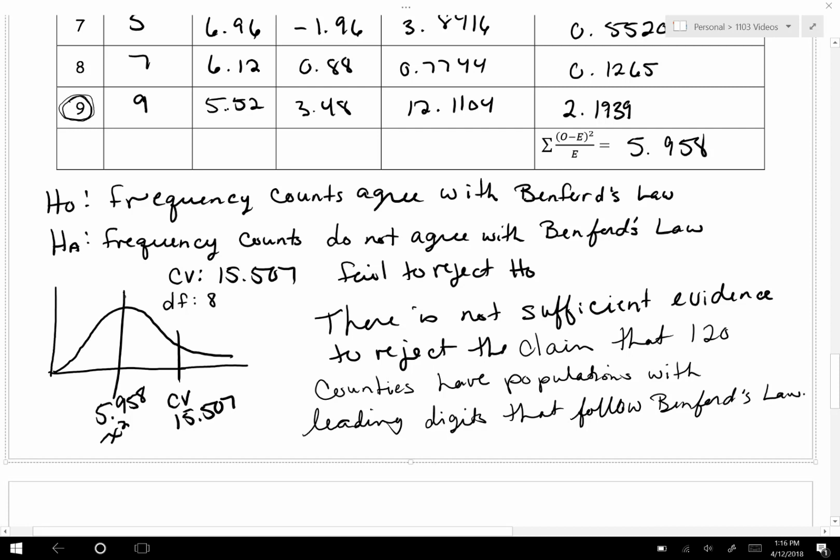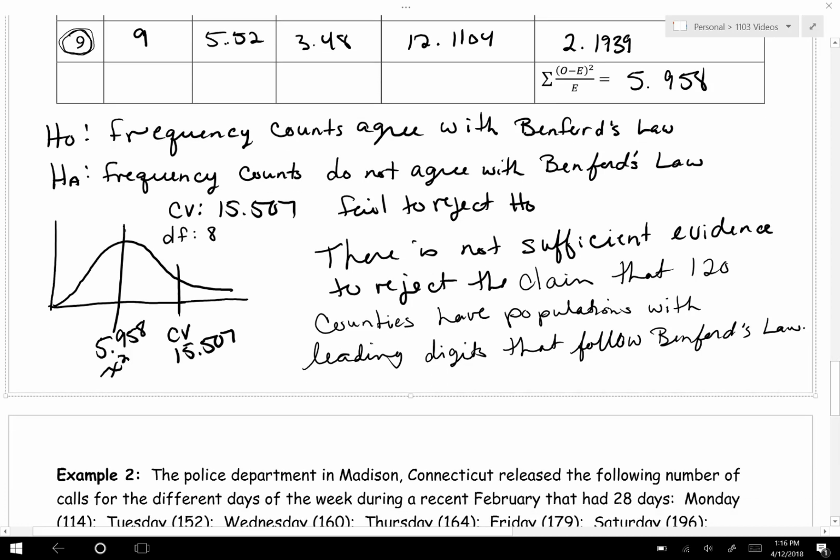So you can also, again, do this on your calculator. And if you do this on your calculator, then rounding to 3 decimal places, you will get the same test statistic.